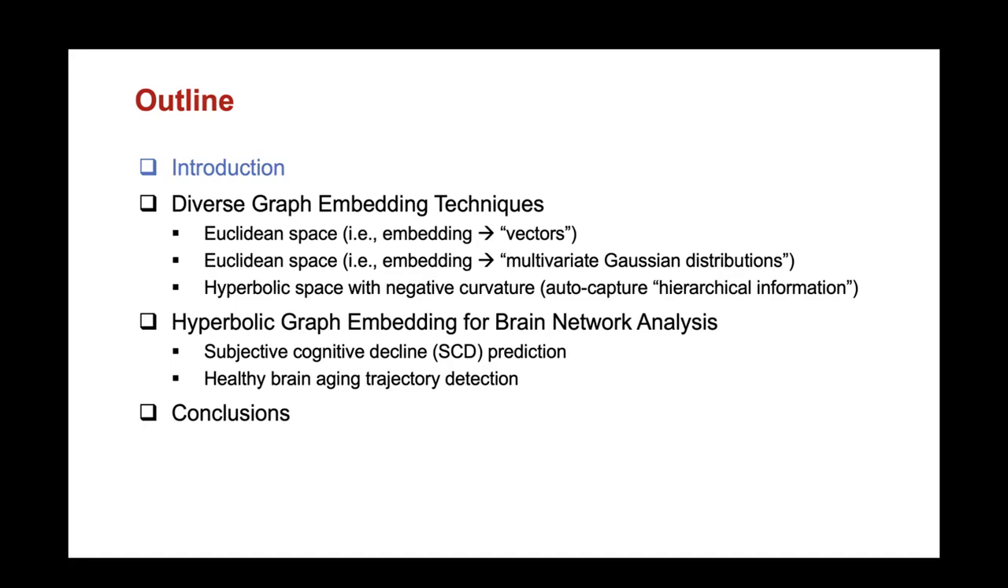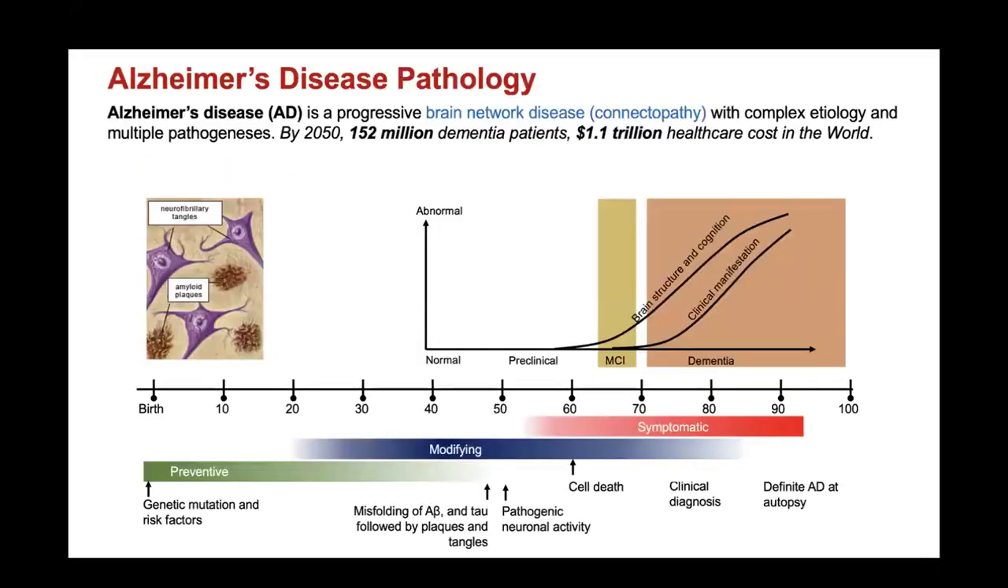And also the third section, I will give a presentation on hyperbolic graph embedding for human brain network analysis, mainly for two different applications: subjective cognitive decline prediction and also the normal brain aging trajectory detection. And lastly, I will give some conclusion.